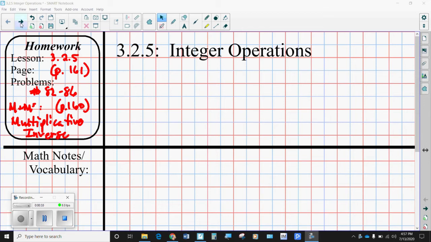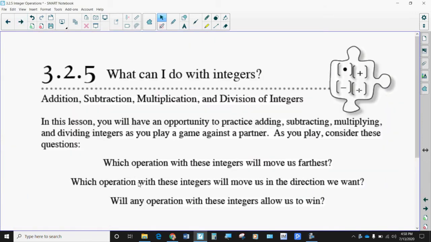There is a way that you can do this particular game online, and I'll show that to you in a second. But first, let's read the preview here. In this lesson, you will have an opportunity to practice adding, subtracting, multiplying, and dividing integers. I'm not sure how much dividing we're going to do. As you play a game against a partner, which you're just going to watch me play it, and then if you want to, you can access the game online and play against someone at home.